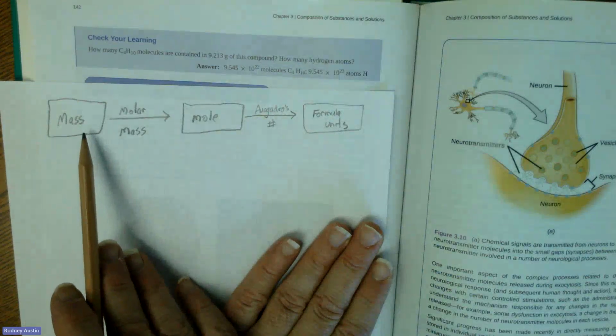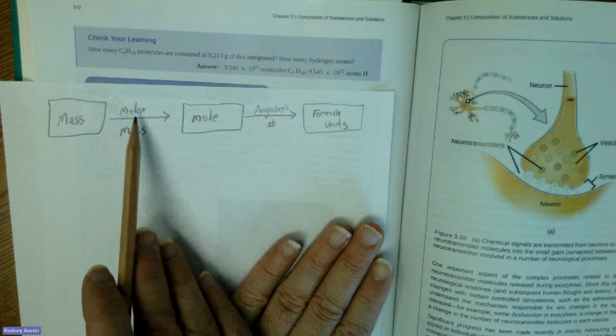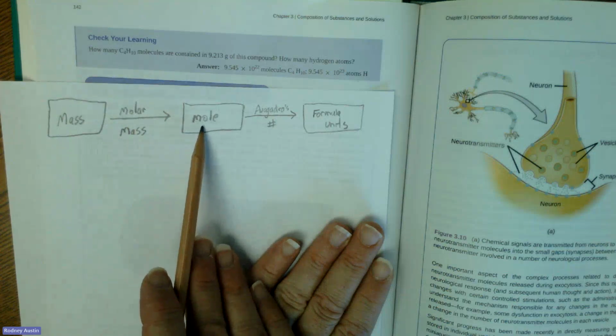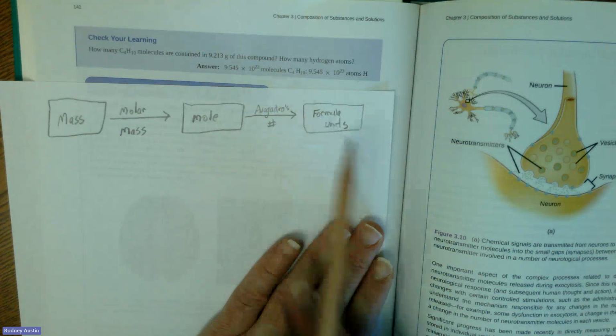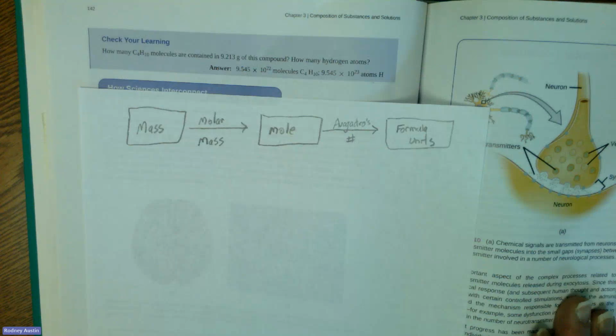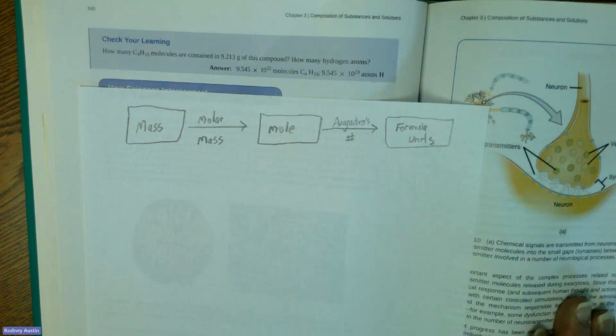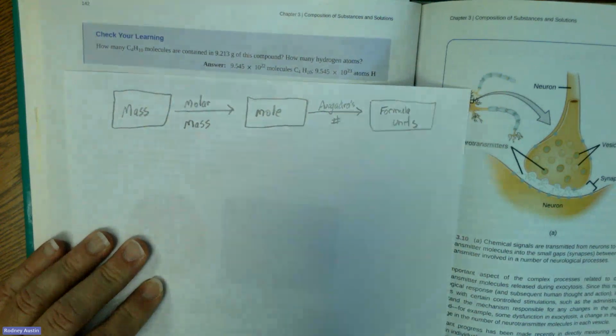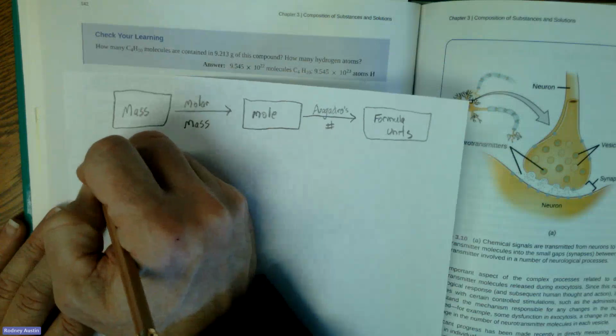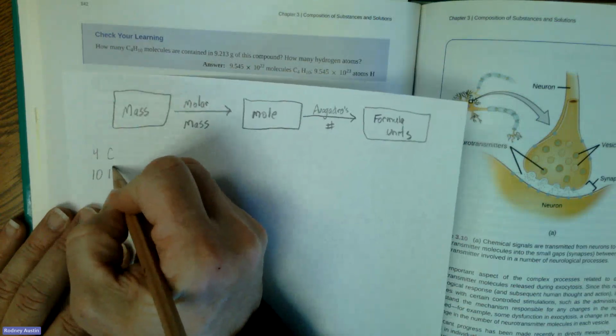I've just written this calculation scheme: mass, using molar mass, to moles, and then from moles, using Avogadro's number, we can get formula units, which is molecules or number of carbon atoms. As we do this problem, one of the things we'll want, of course, is to calculate the molar mass. It's going to be one of the important things we'll need to do in this particular problem. Let's just go about it. There are 4 of those, and then there are 10 hydrogens.